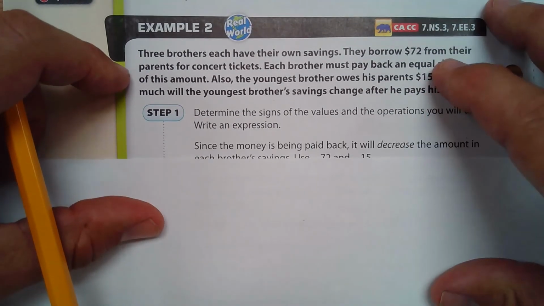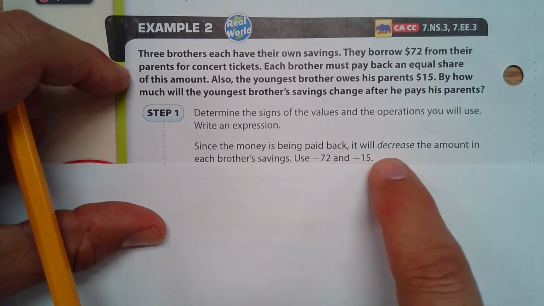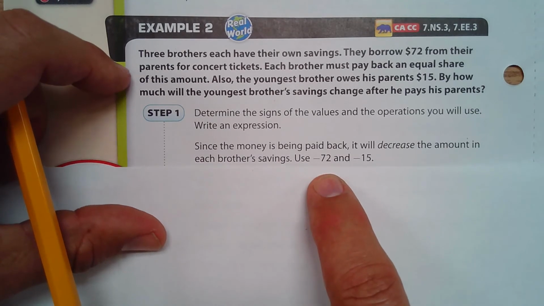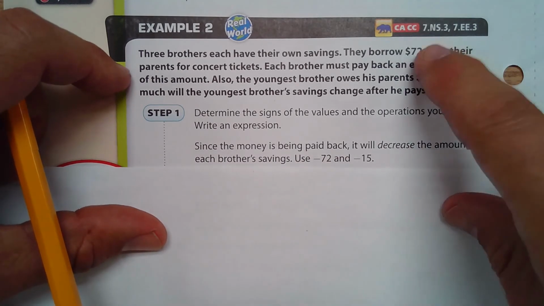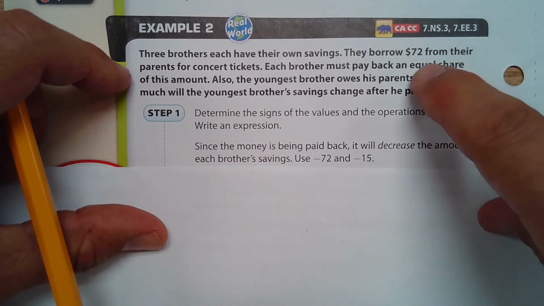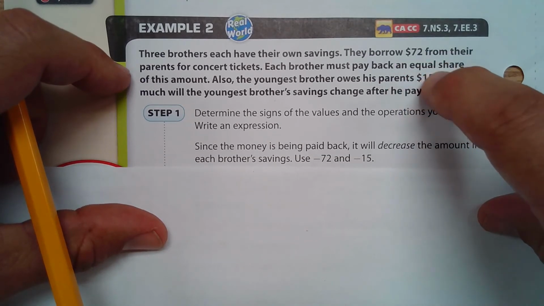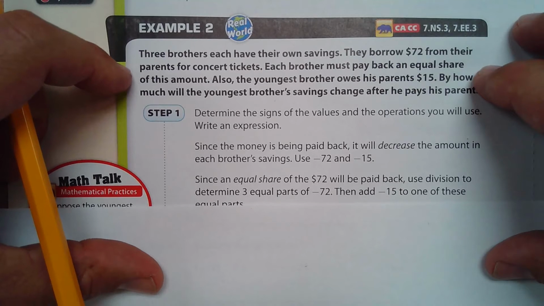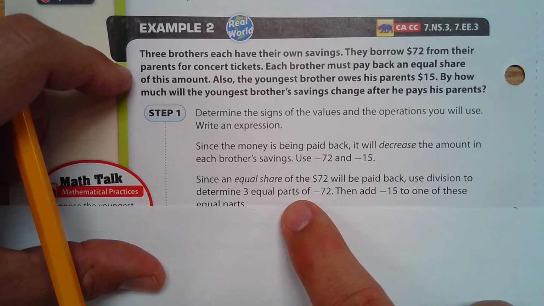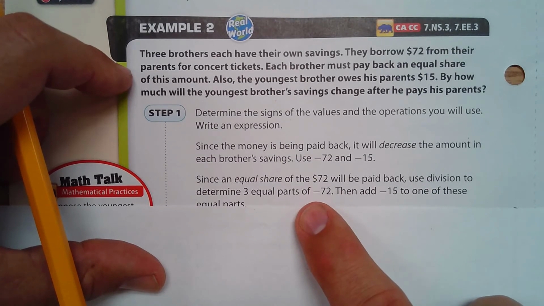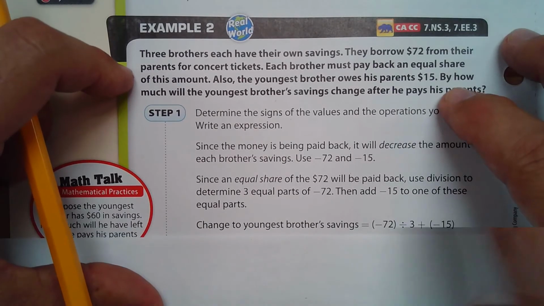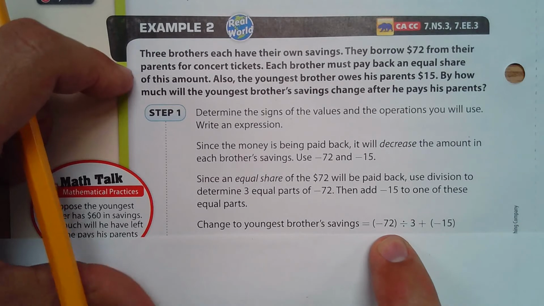So we have to determine the signs of the operation. Since money is being paid back, it will be a decrease in each brother's savings. So use negative 72 to represent the amount they borrowed, and negative 15 to represent how much the youngest brother owes the parents. And since it's an equal share of the $72 paid back, we're going to use division to determine how much each of them has to pay back. And we're going to add that 15 to the youngest one's share.